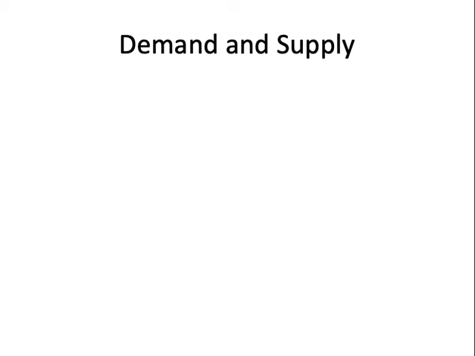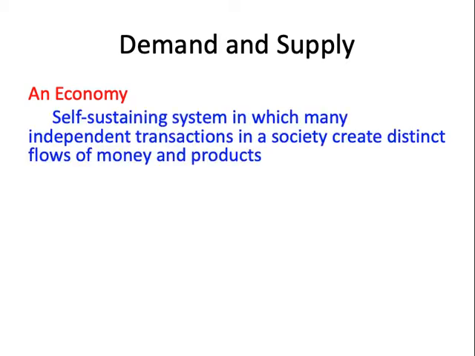So, demand and supply, supply and demand. Where does this all come from? Where do we start from? We need to start from our basics of what is an economy. An economy, as you should know, you've just done your previous test, is a self-sustaining system in which many independent transactions in a society create distinct flows of money and products.